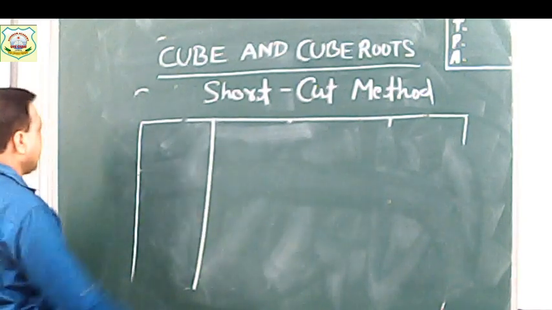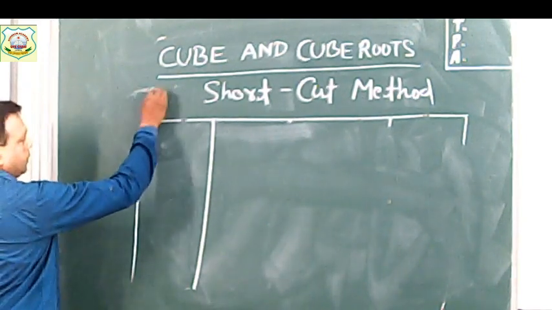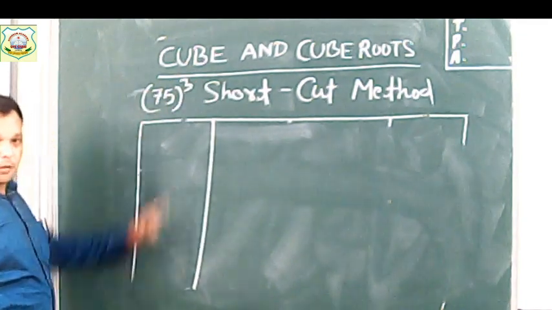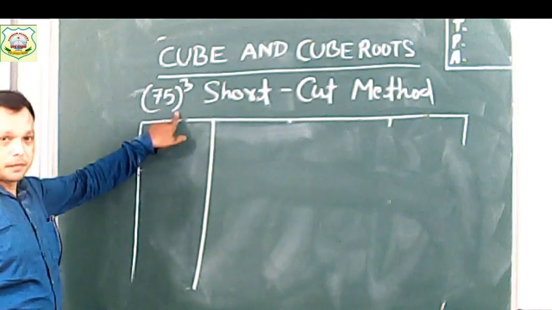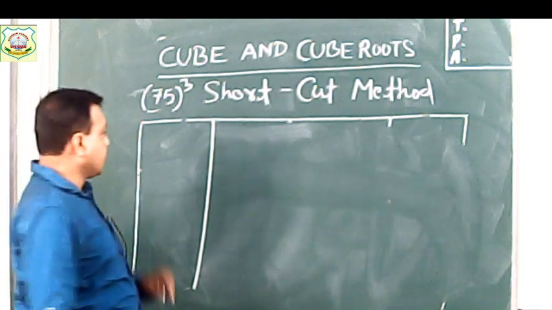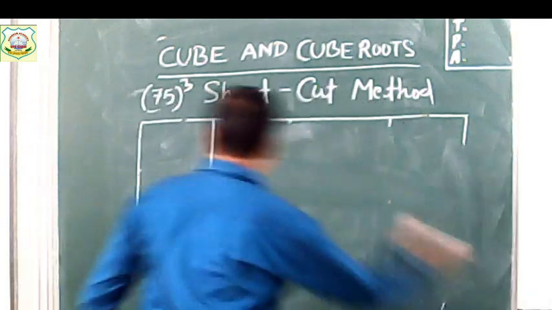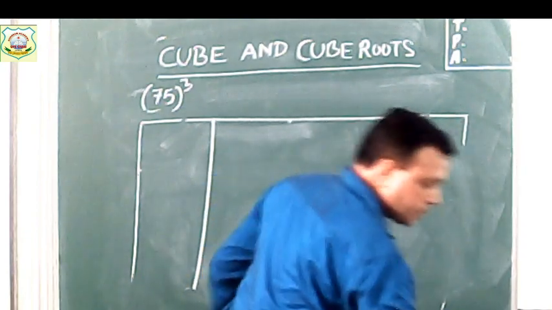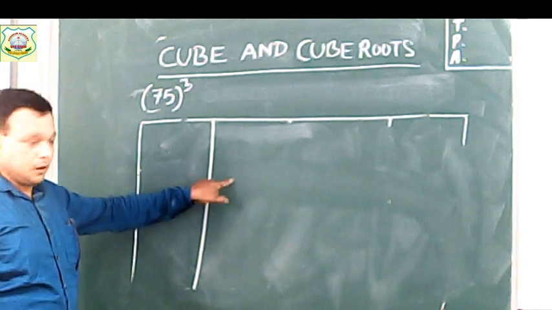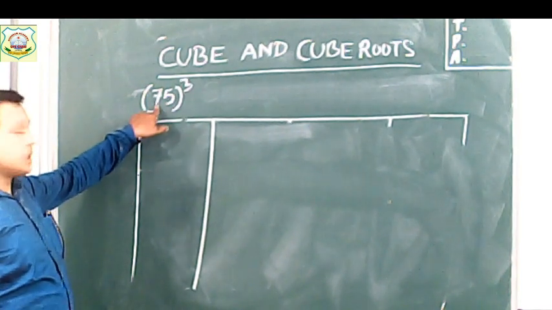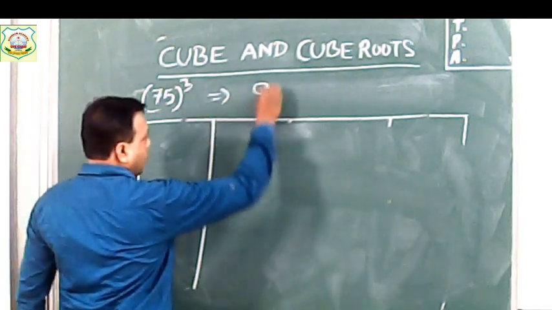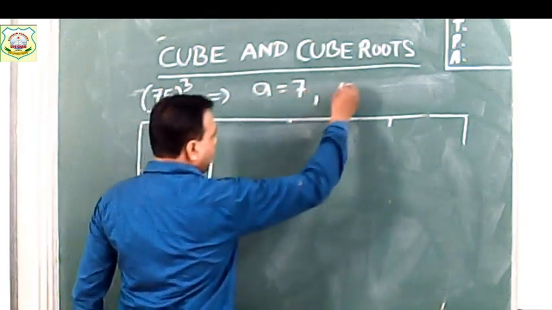First value we are taking is 75 cube. We have to find 75 cube. How will we find the 75 cube? The rule is here, because we have two variables a and b. So we will take a as 7 and b as 5. Here we decide a equals 7 and b equals 5.